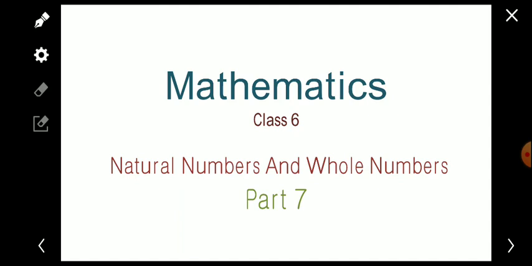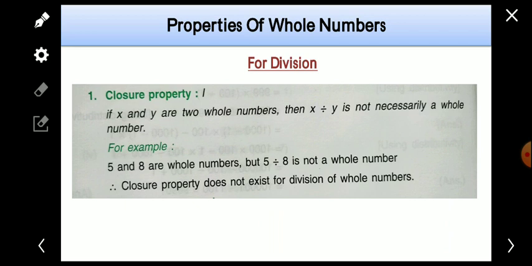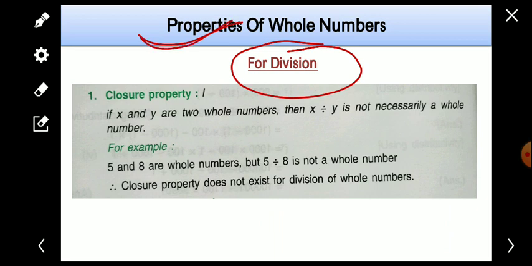Today we are going to continue the same chapter, natural numbers and whole numbers, and this is part 7 of this chapter. Today we are going to talk about the properties of whole numbers for division. We have learned about the properties of whole numbers for addition, subtraction and multiplication. Now today we are going to learn about the properties of whole numbers for division.